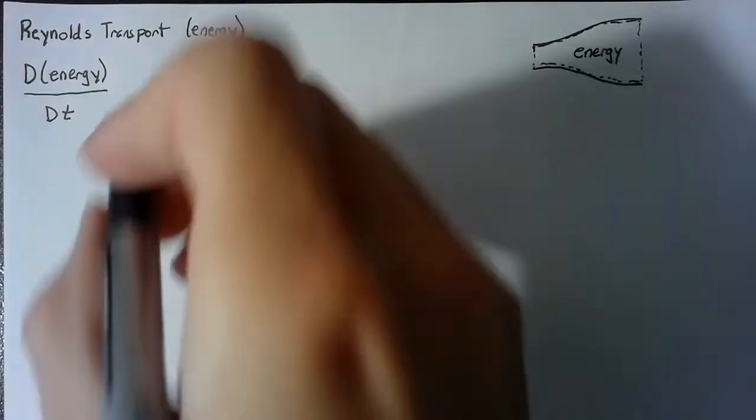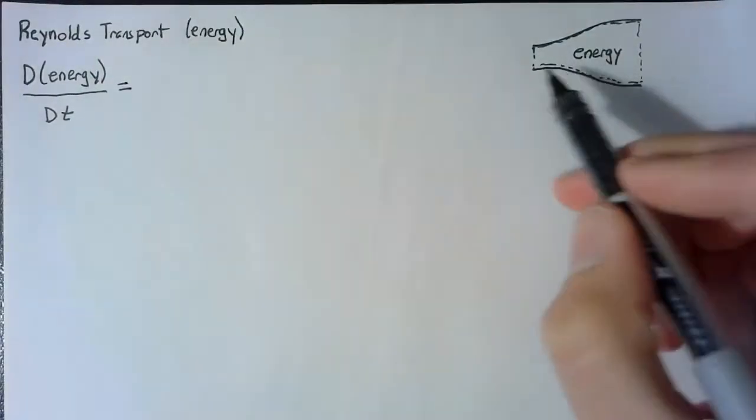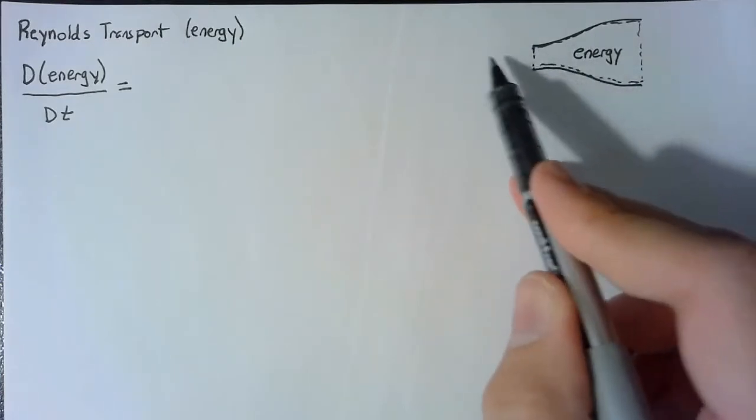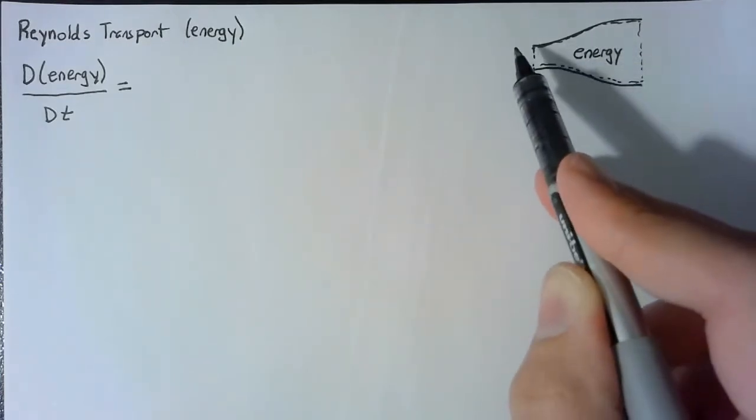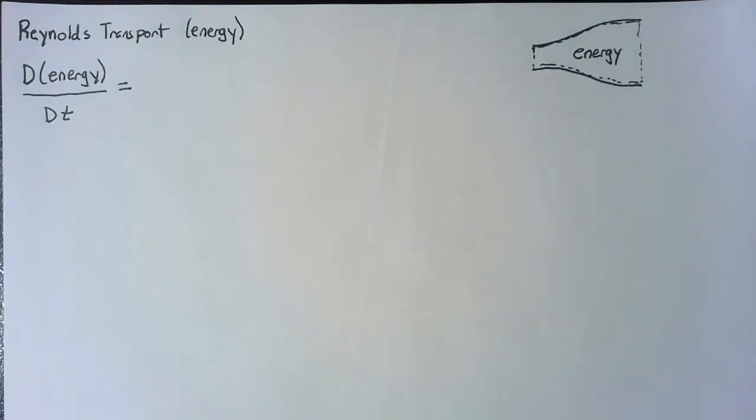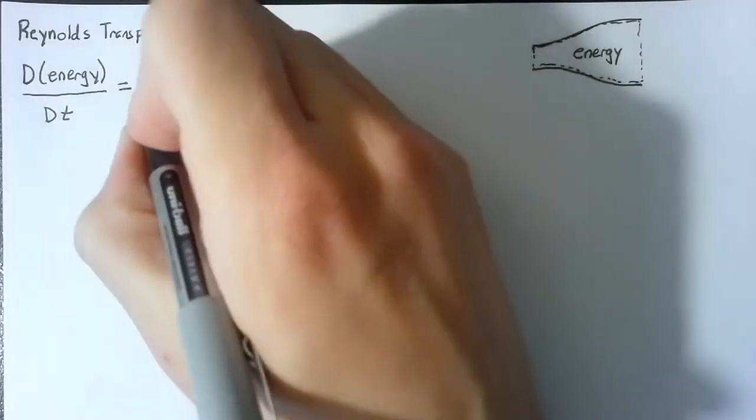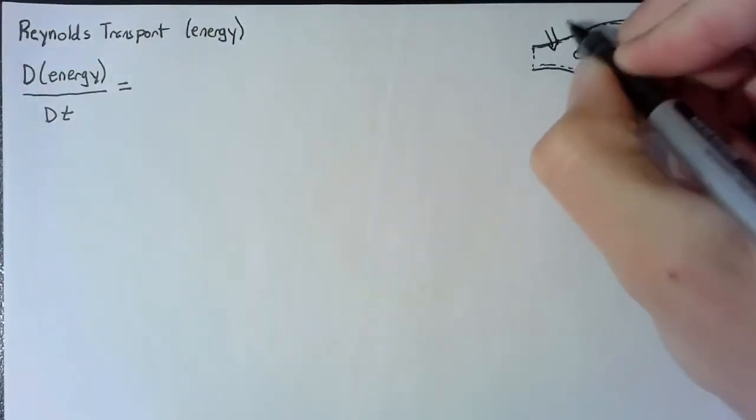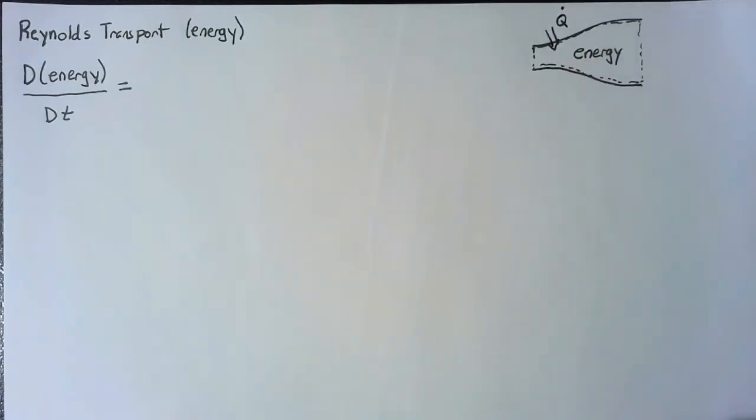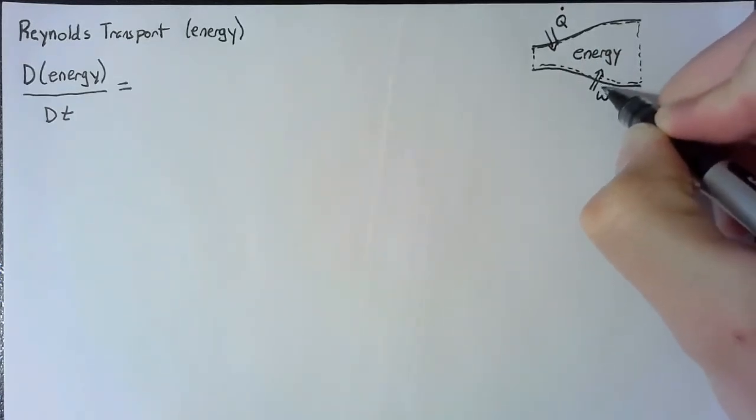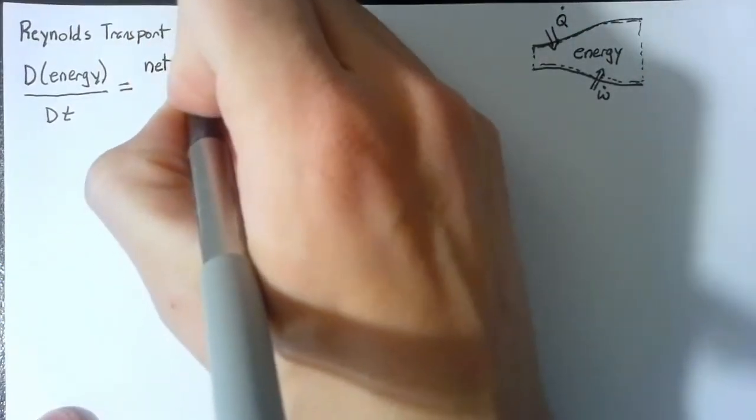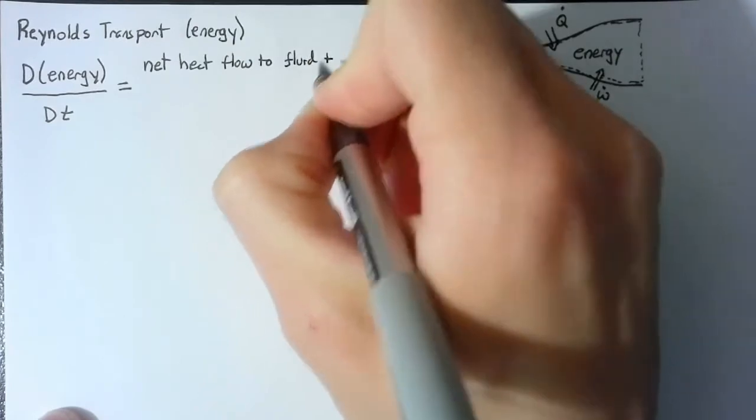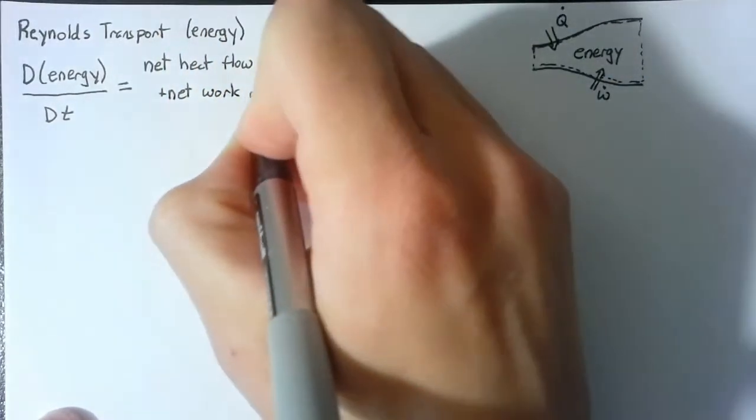Now, Reynolds Transport says that we can take the material derivative of any quantity and use that in order to write an equation with the partial derivative. So the total derivative of energy is based on how much energy is being gained or lost by the fluid as it moves through. So instead of looking at the control volume, we're looking at the fluid itself. And all that can happen to that fluid is heat flow to or from the fluid, or work to or from the fluid. So we can look at the net heat flow, as well as the net work done to the fluid.